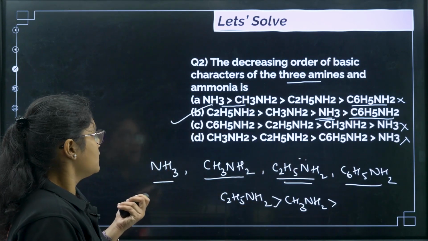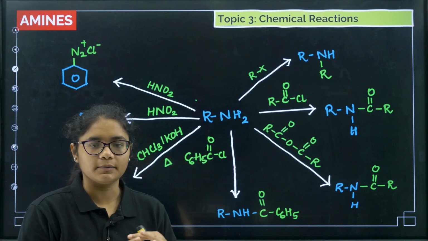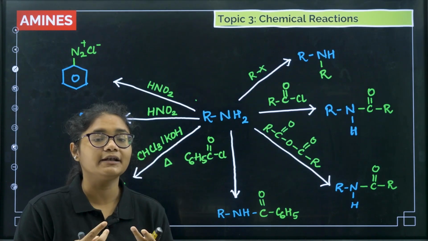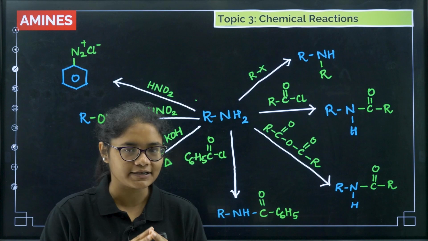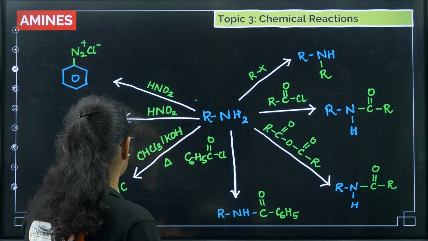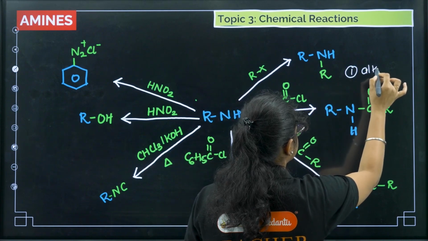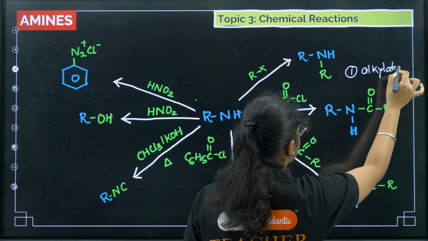Okay, fine. Now let us go to the chemical reactions. We have discussed 1 chemical property, that is the basicity. Second, chemical reactions. There are 6 chemical reactions. The first one is alkylation. So let us see that. The first reaction here is alkylation. Now what is exactly the meaning of alkylation?